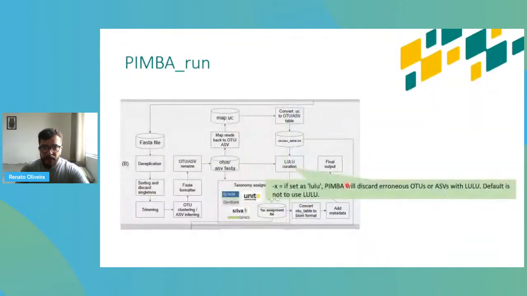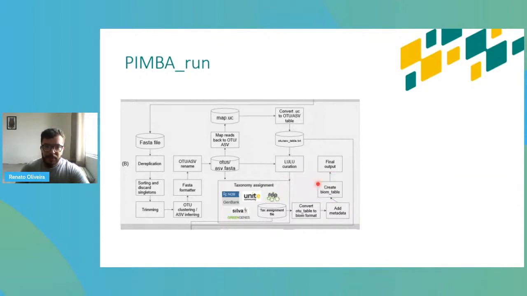And also with Pimba, you can perform some curation with Lulu, which is a tool that can discard some erroneous OTUs or ASVs. And you just need to inform Pimba if you want to run Lulu or not. And Pimba also will generate some other results, such as the OTU and the ASV table, the taxonomic assignment file, and other files like the biome, for example.